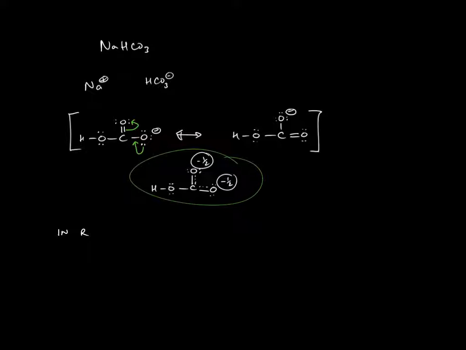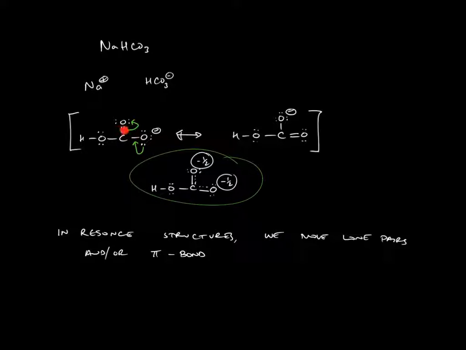The point is that in resonance structures, we're never breaking single bonds. Therefore, in resonance structures, the only ways that we can move electrons is by sharing lone pairs or pi bonds. Pi bonds, if you remember, are the second half of a double bond. So we take this double bond right here, and we move away the pi part of it, leaving the sigma.